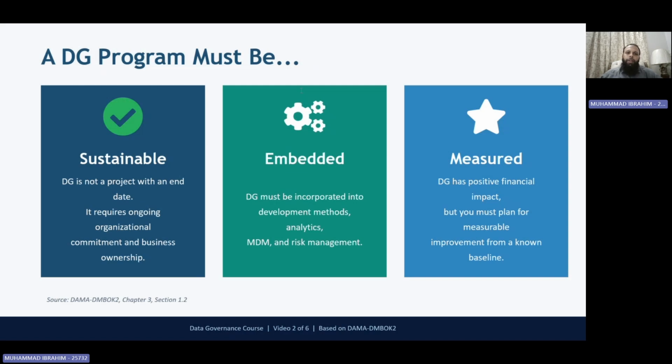Third, it must be measured. Good governance has positive financial impact, but you can only demonstrate that impact if you understand your starting point and plan for measuring improvement. You need a baseline, you need metrics, and you need to show progress over time. This is how you keep executive support, by proving that governance is delivering value.